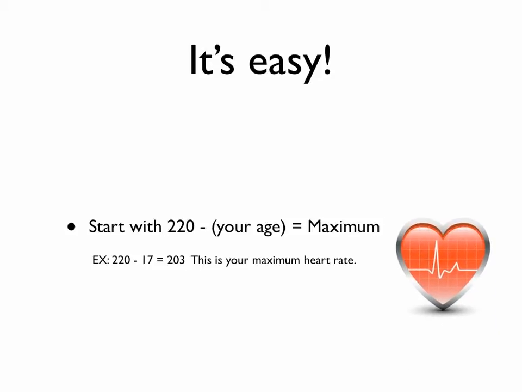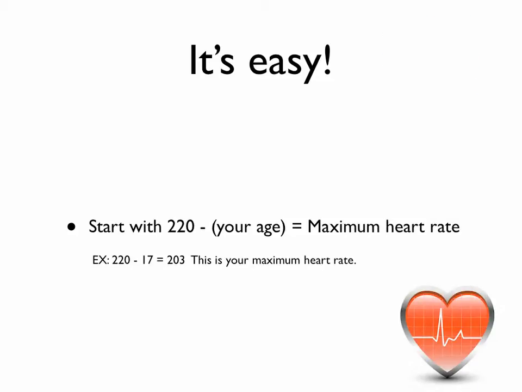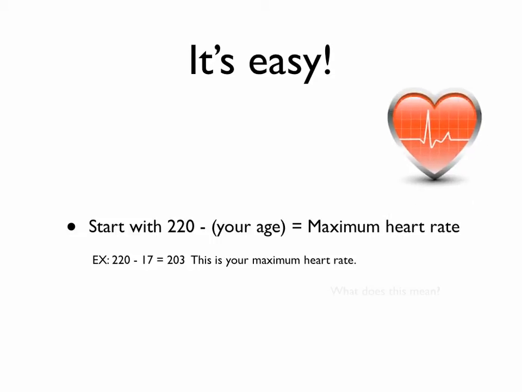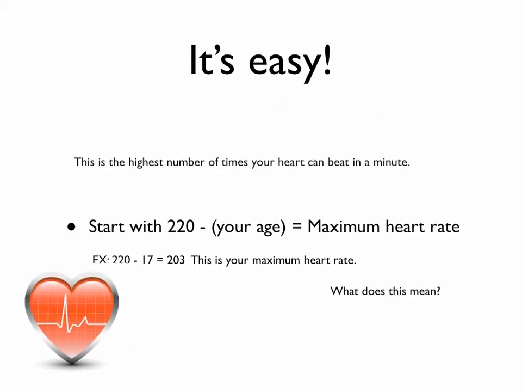What is your maximum heart rate? Well, your maximum heart rate is the fastest your heart can beat in one given minute. Really simple. So your heart should not be able to beat more than 203 times a minute.